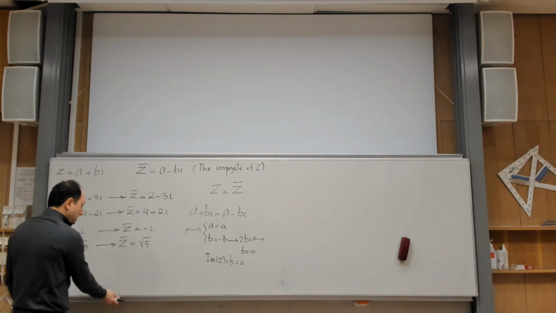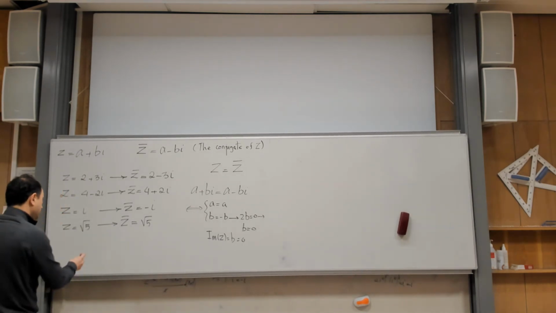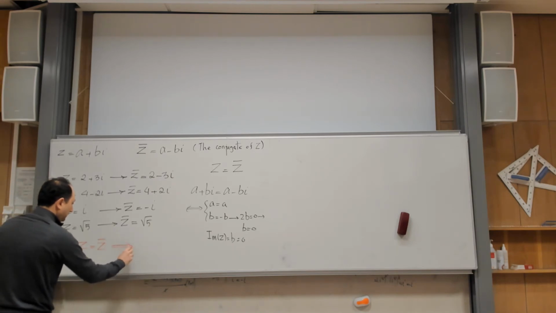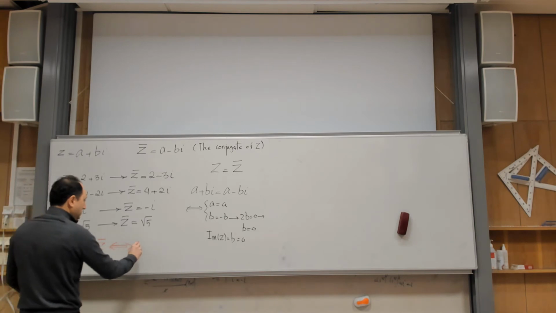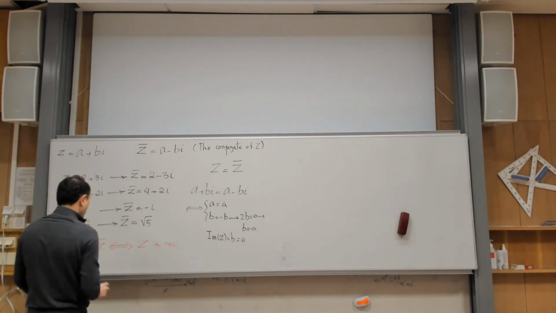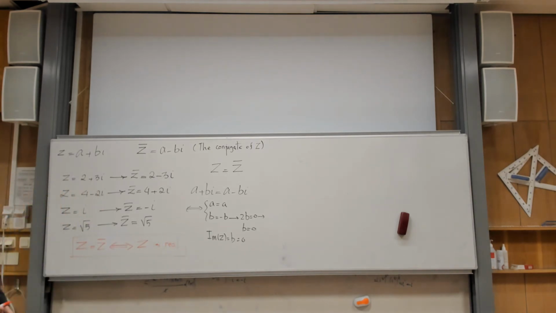Okay, so this is a remark. I want you to write it down. That's important. So I would say that z is equal to z bar if and only if z is real. Okay, so that is very important to know. They are very, very simple, but they become handy, of course, if you want to solve harder problems.